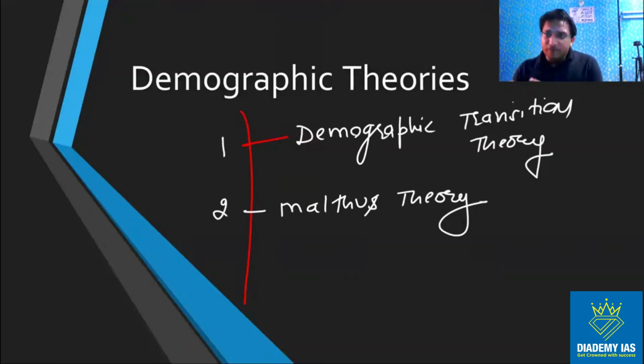Okay? The food resources are increasing in the arithmetic mean, and population is increasing in the geometric mean. So at one point of time there will be disaster, because the population will be very, very high and the available food resources will not be able to sustain that level of population. That is called demographic disaster, right? This is the Malthus theory.